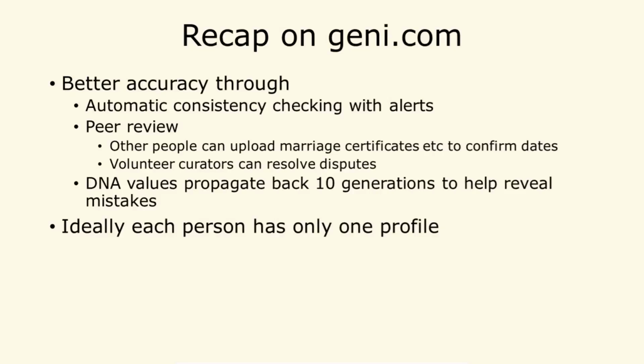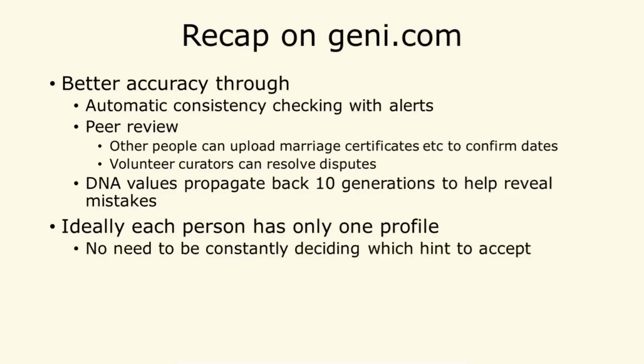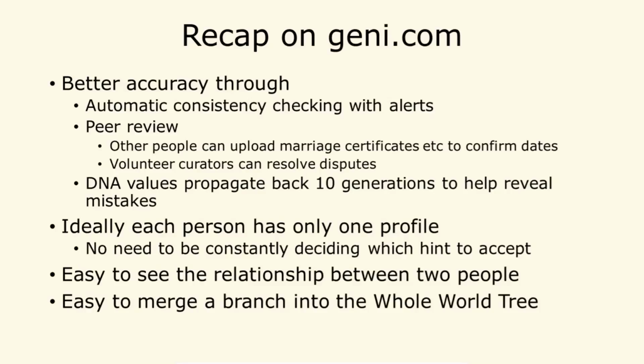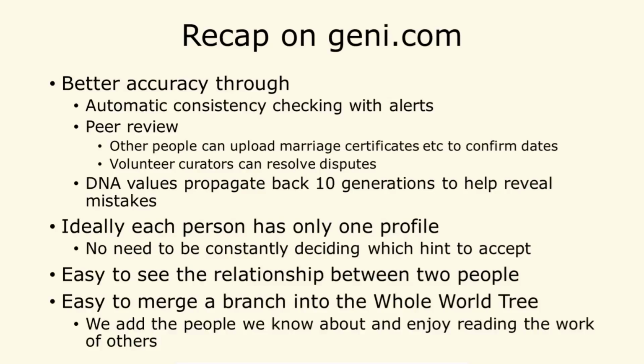Ideally, each person has only one profile in the tree, so you're not constantly needing to decide which hint to accept about people. It's easy to see the relationship between two people. It's easy to merge a branch into the whole world tree, and we add the people we know about, and we enjoy reading the work of others, all in the same tree. We can scroll seamlessly across all the different branches of the tree that we share together.